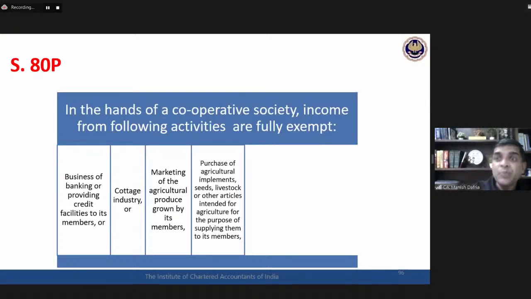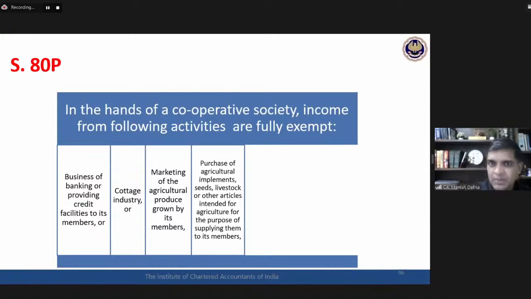The idea is this: farmers, rather than buying these items on an individual one-by-one basis, should buy it collectively. We all know the principle of economics: if you do bulk buying, collective purchasing, you have bargaining power. So in order to provide that bargaining power to the farmers, this concept has been created. A cooperative society may purchase these items in bulk and then supply them to its members. In the process, if any profit is made by the cooperative society, that will be exempt 100% under section 80P.